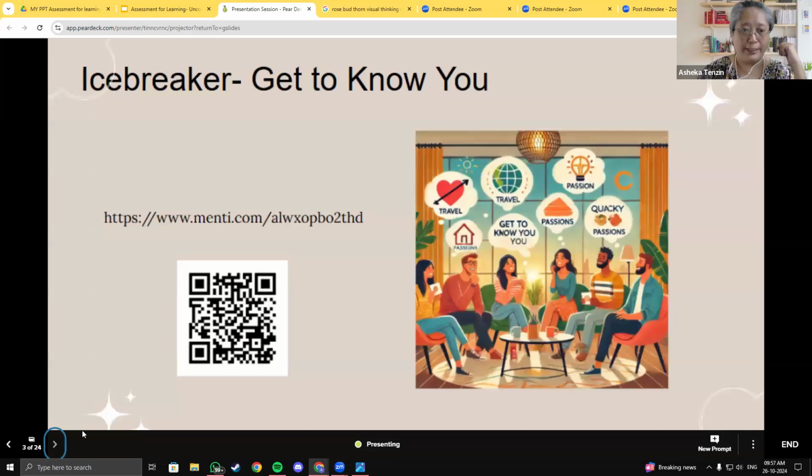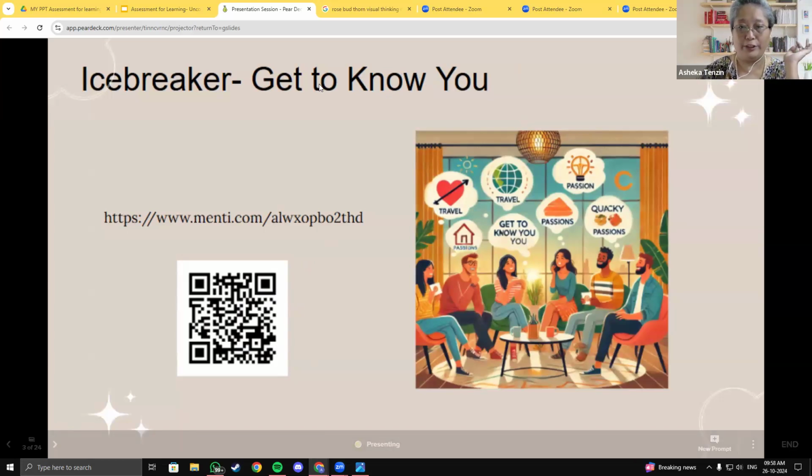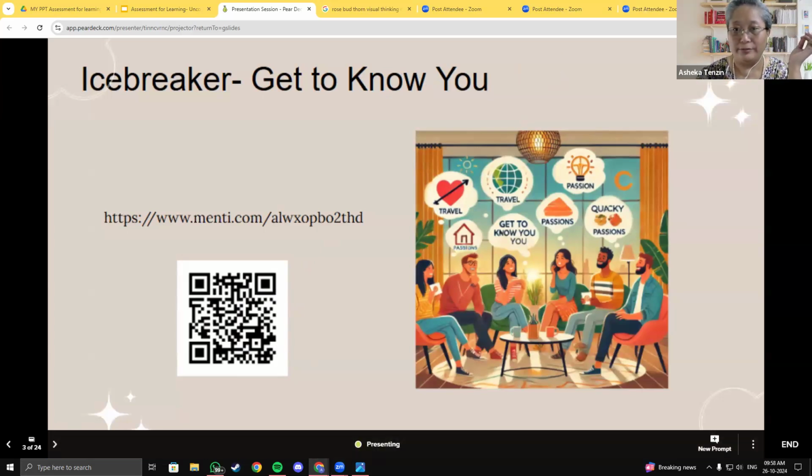So let's have an icebreaker. I request you to go to this particular QR code and go to menti.com. After you log in, there are a couple of questions. We want to know what is your name, which city are you from, and what is your passion?